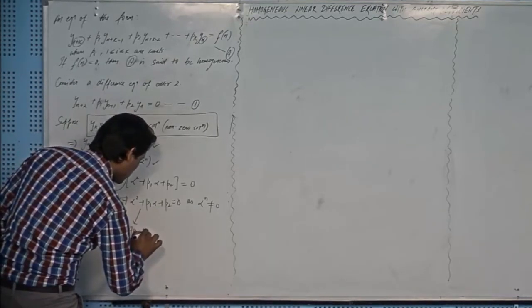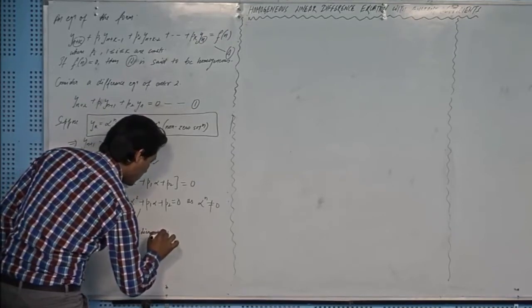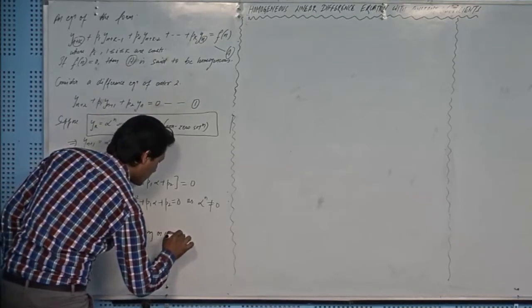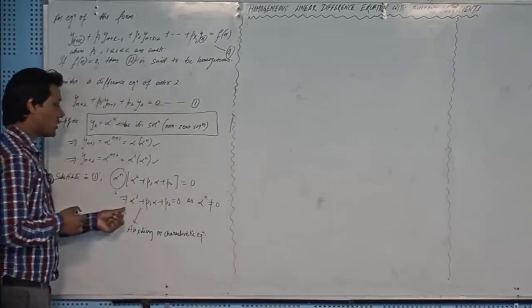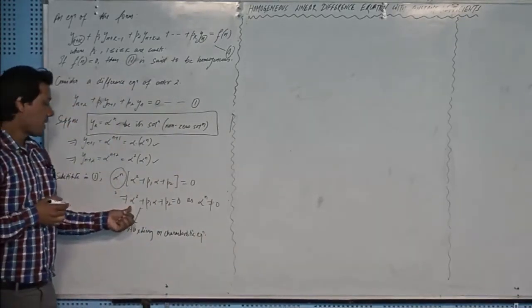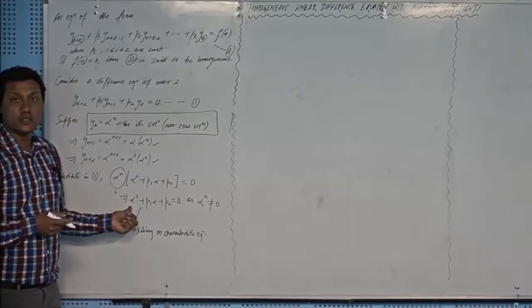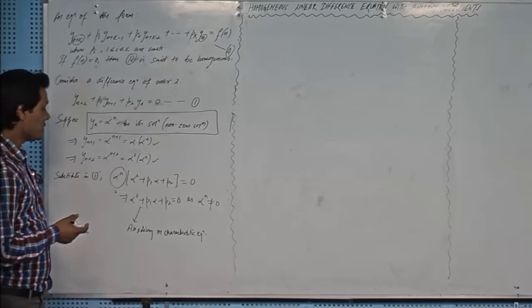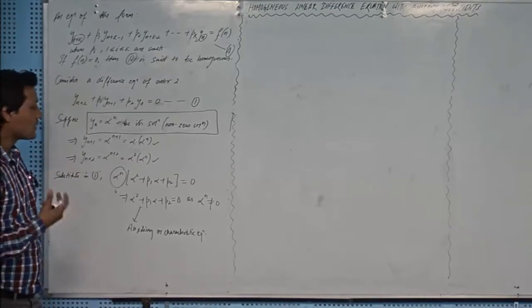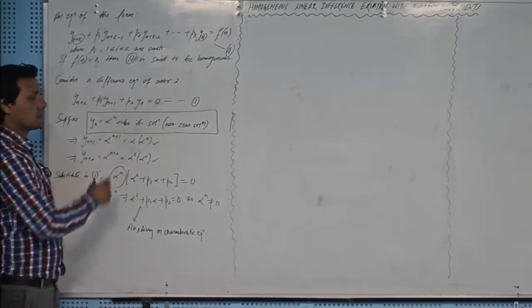Auxiliary or characteristic equation, right? And you can see that this is a quadratic equation in alpha, and from the theory of quadratic equations, a quadratic equation may have distinct roots, equal and real roots, or complex roots. So there will be three cases after this.